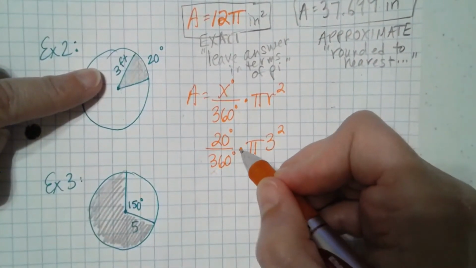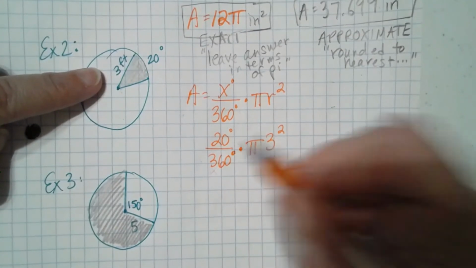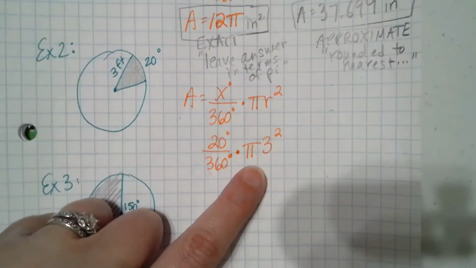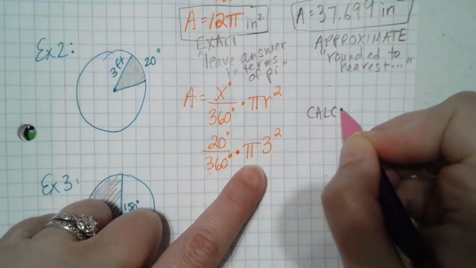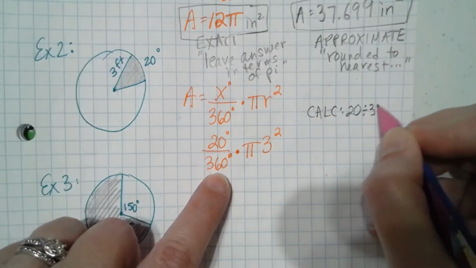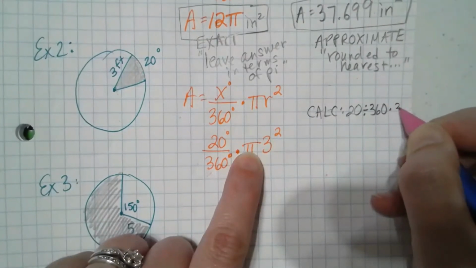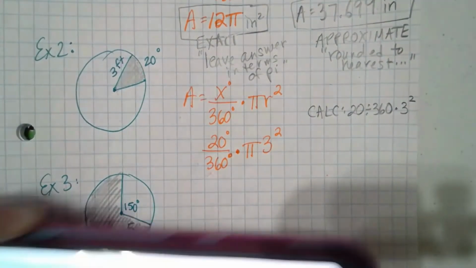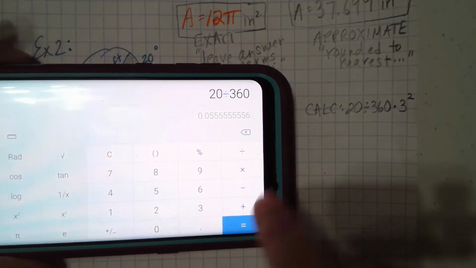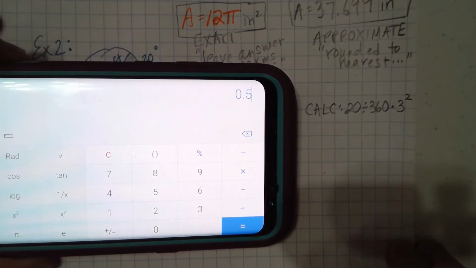Make sure you see the difference between the little degree symbol and the multiply, or you can just leave the degree sign off if you want. I'm going to type this into my calculator. Here's what I'm going to type: 20 divided by 360, skip the pi for now, times 3 squared. When I do that, 20 divided by 360 times 3 squared gives me 0.5.